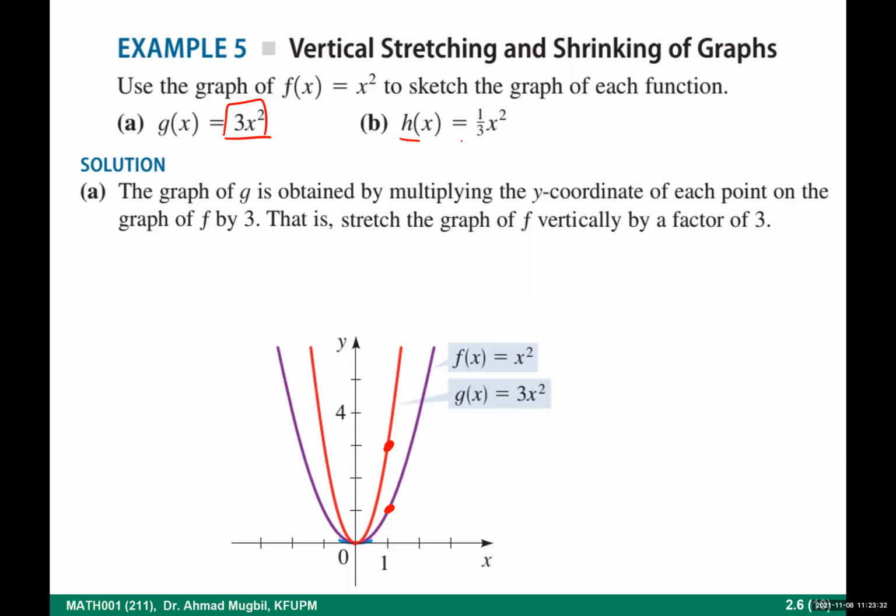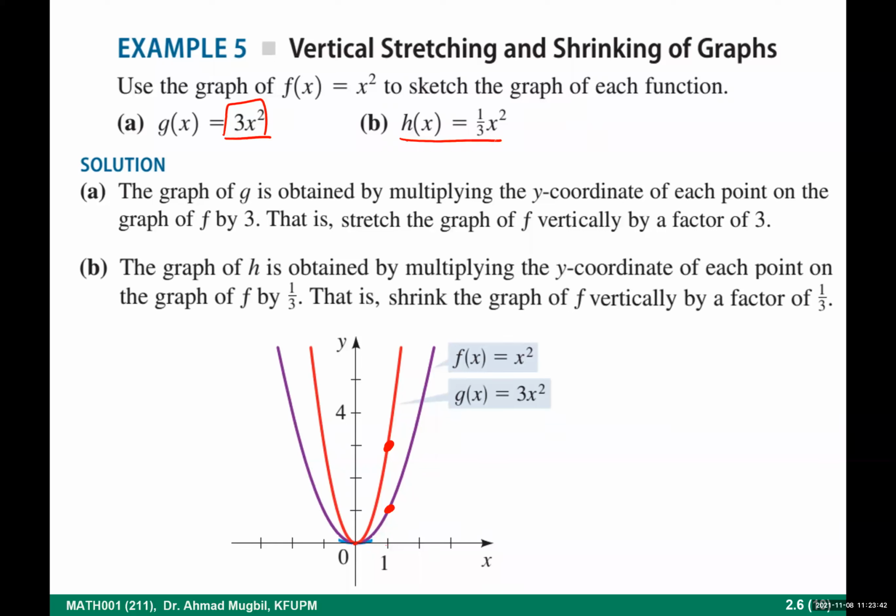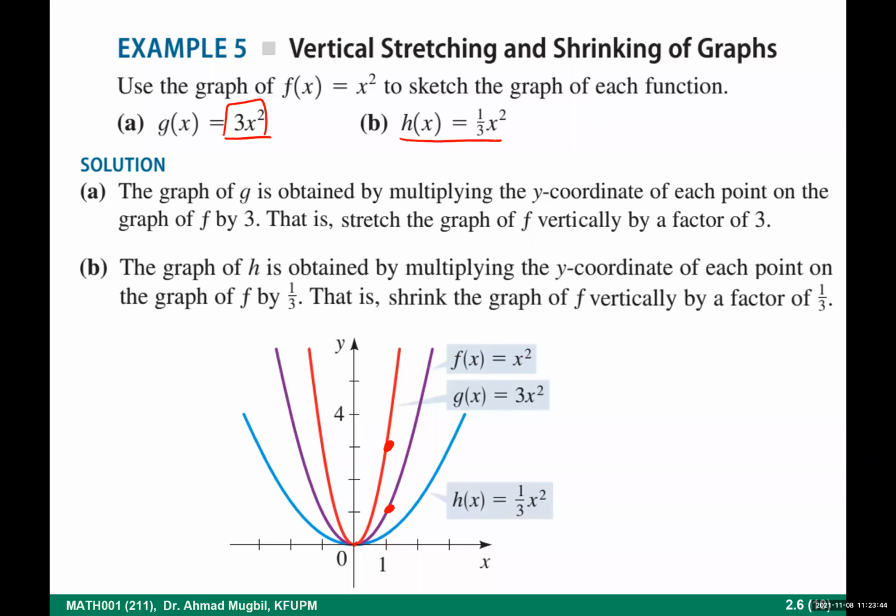Look at this one. What do you expect will happen? It will be vertically shrunk. It has vertical shrinking by a factor of what? By a factor of 3, a third. It will be minimized. The values of y will be smaller. For example, at 1, it will become what? A third. Look, here it is. It looks like it becomes wider.